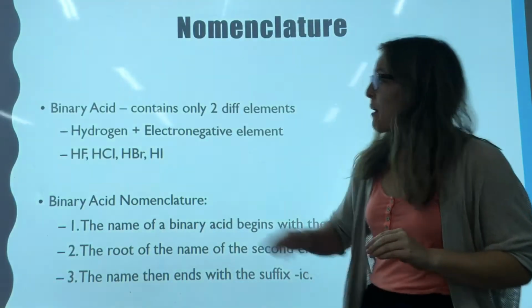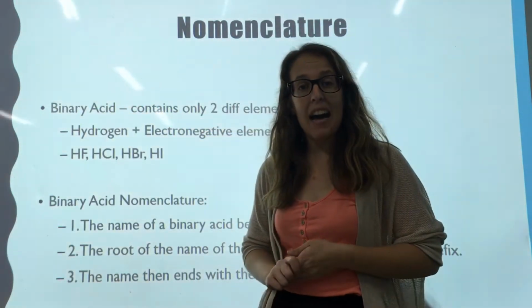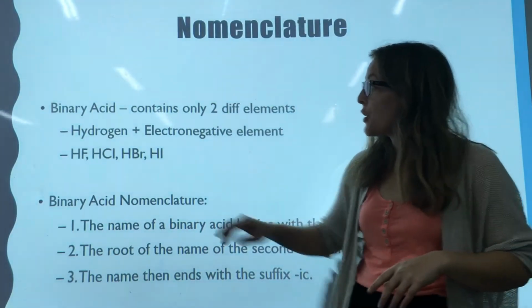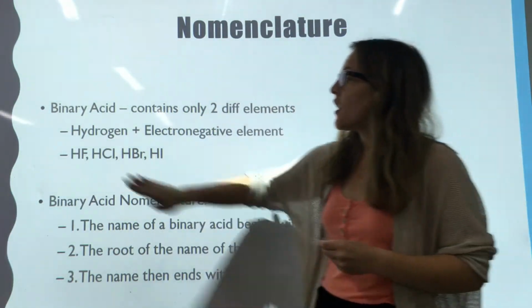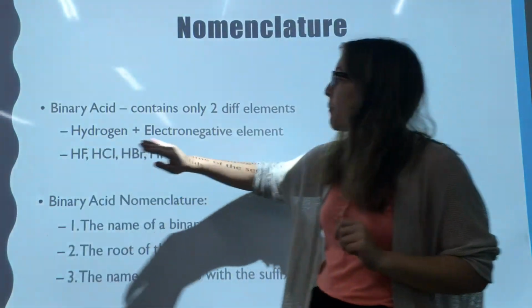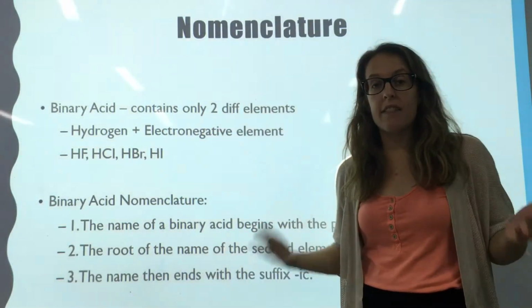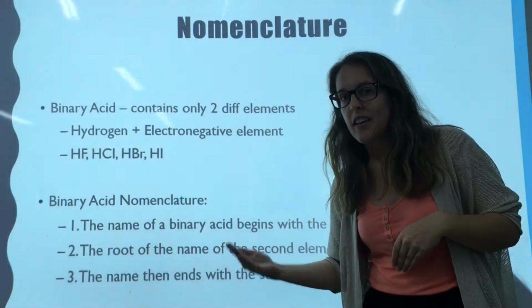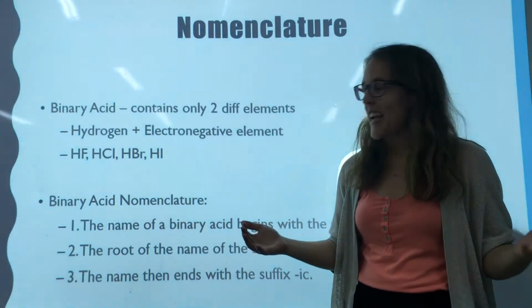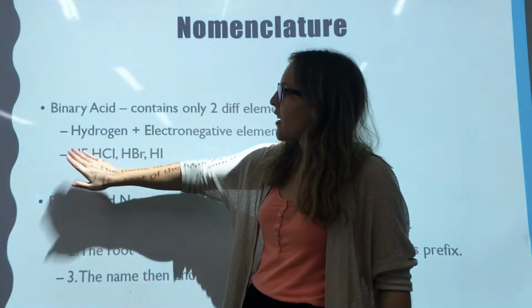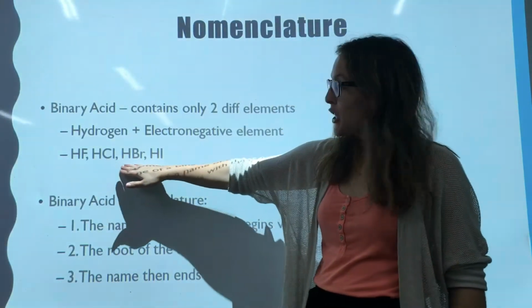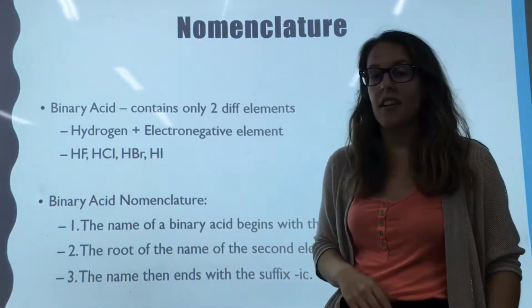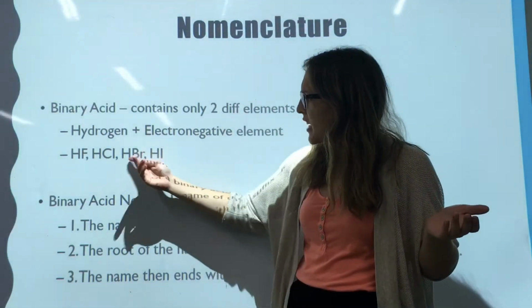So if we look at binary acids, what does binary mean? Bi meaning 2, so it contains 2 different elements. Hydrogen being one of them, and then an electronegative element, and we know that fluorine is the most electronegative element, so we see it makes HF, HCl, HBr, and HI. But how do we name these?